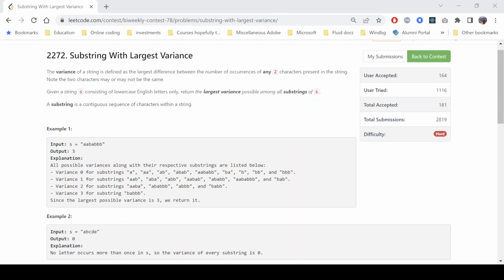In this video, we'll discuss the last problem of biweekly contest 78. It's a hard level problem. The problem name is substring with largest variance. So let's go to the problem statement.